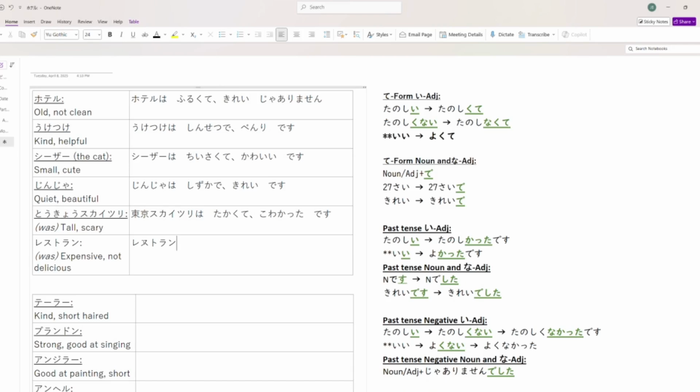Restaurant wa expensive. Also takai. Yep.